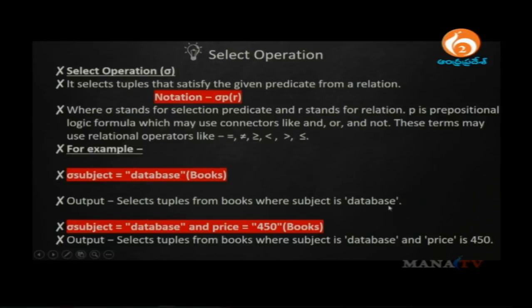Let's imagine I have a table called books. In that, I have a category called databases. I have a number of values presented in that particular attribute, in which I want to select only the books whose subject is databases. For example, I have 100 tuples in my table. Imagine that these 100 tuples belong to different subjects.